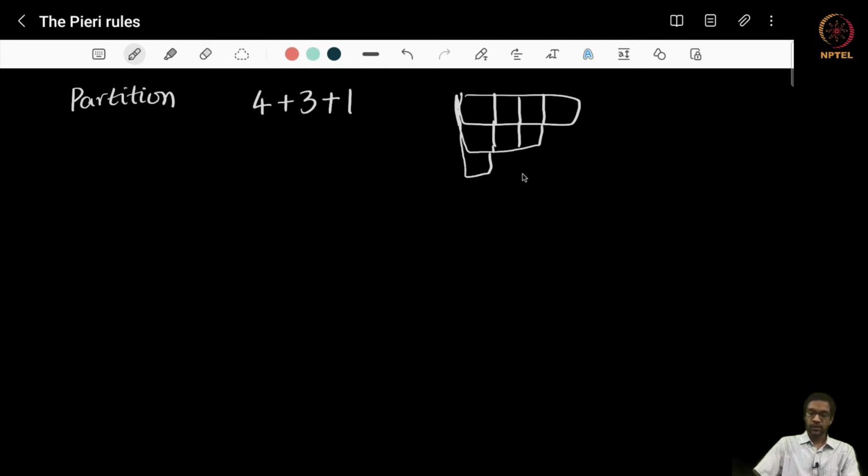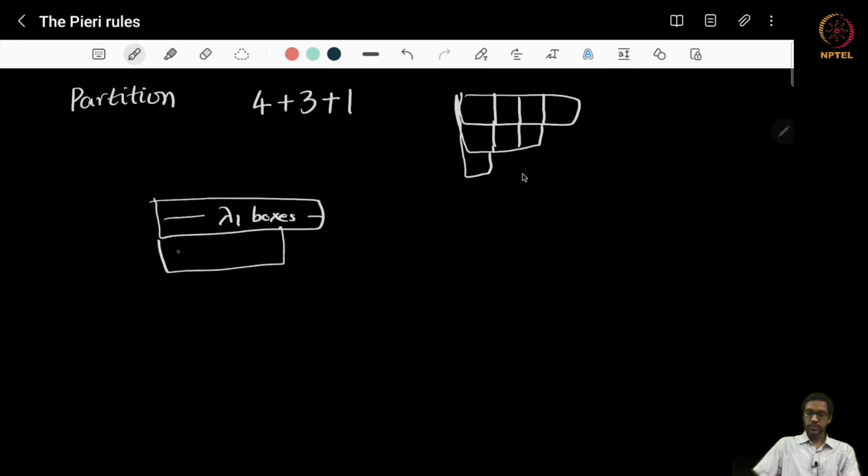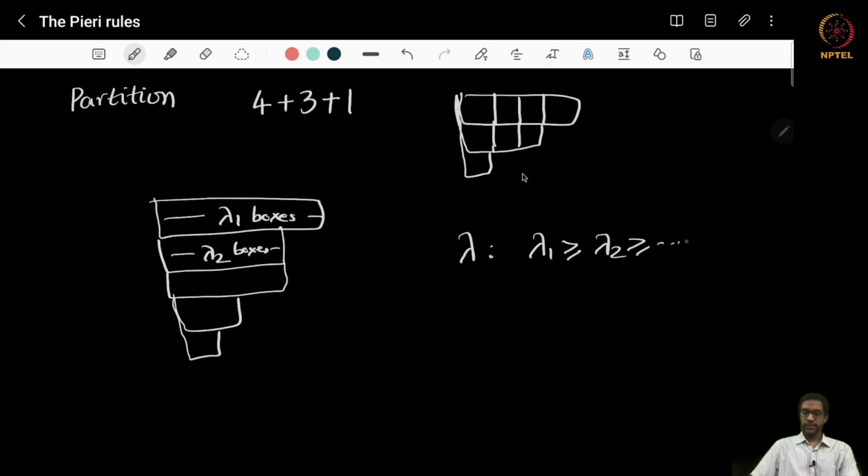So this diagram, in general, has lambda 1 boxes in the first row, lambda 2 boxes in the second row, and so on. So the general picture will look like this. I'll draw lambda 1 boxes, lambda 2 boxes, and so on. Lambda 3 could equal lambda 2, etc. This is the picture you would draw for lambda being a partition like this, lambda L, so at least one.